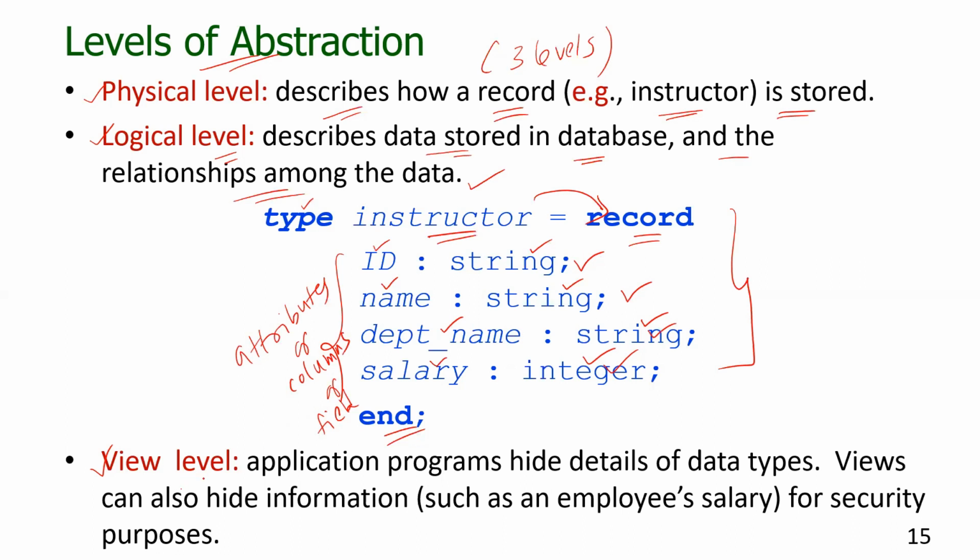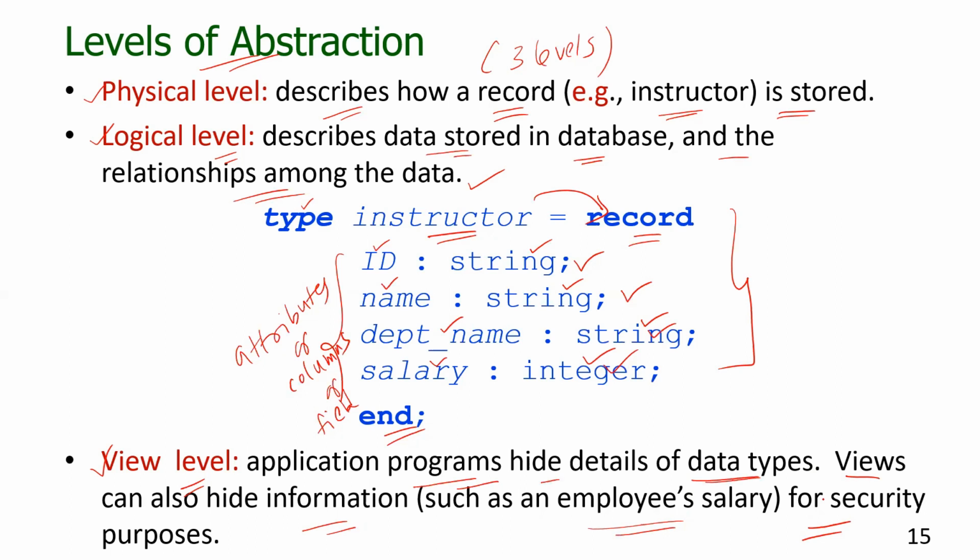Then coming to the view level, your application programs hide details of data types. Views can also hide information. For example, an employee's salary may not be disclosed publicly. So some important information can be hidden, for security purposes. So at the view level, data can be hidden.